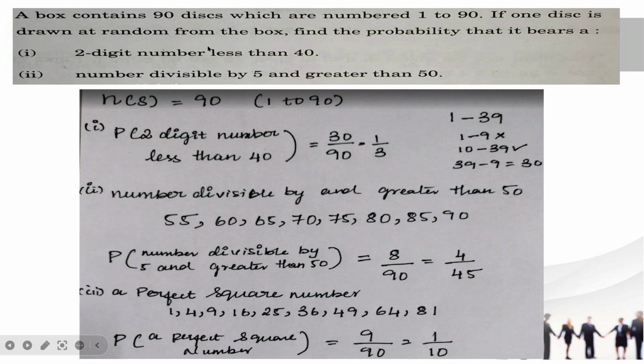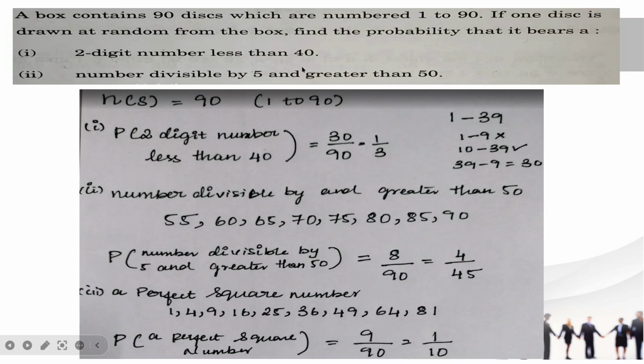A 2-digit number less than 40 is given. So we need to take 1 to 39 because the numbers were 1 to 90. Less than 40 means 1 to 39. In that, 1 to 9 were single digits, and 10 to 39 were 2-digit numbers. So subtract 9 from the 39, and you will get 30. So in total we have 30 two-digit numbers which are less than 40.